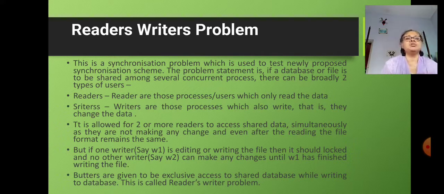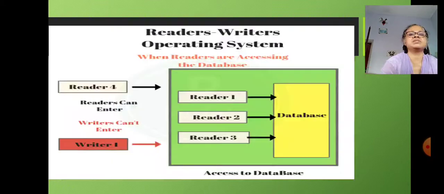A solution to either problem may result in starvation. In the first case, the writers may starve. In the second case, readers may starve. This is the diagrammatic representation of the readers-writers problem.